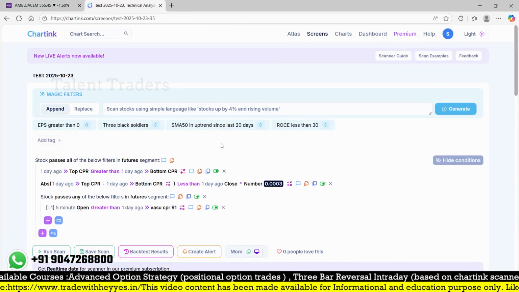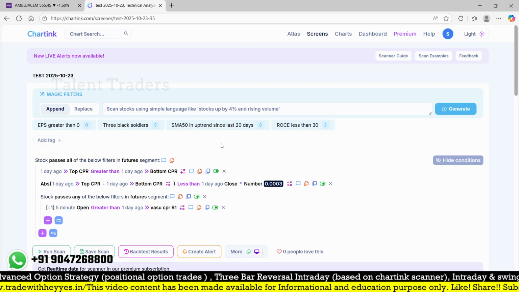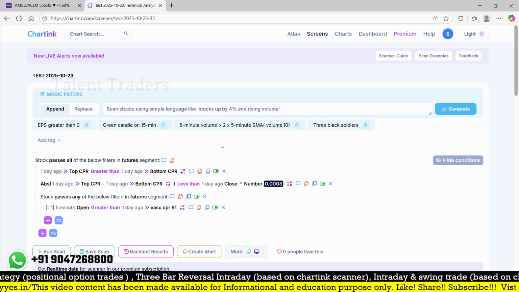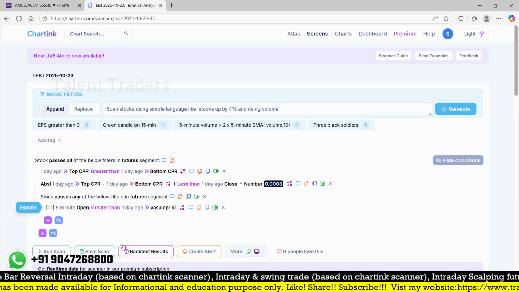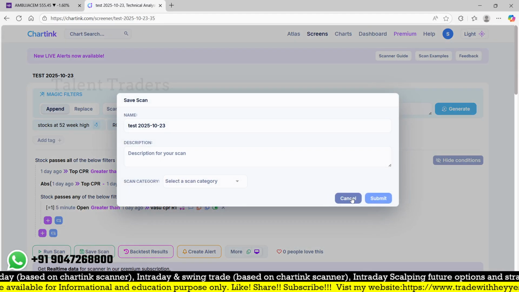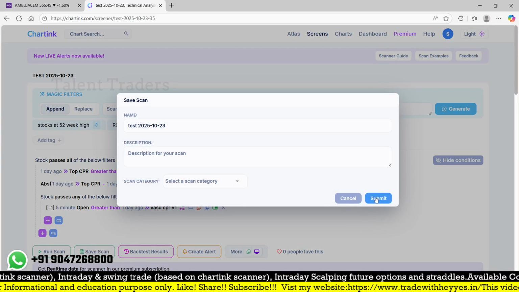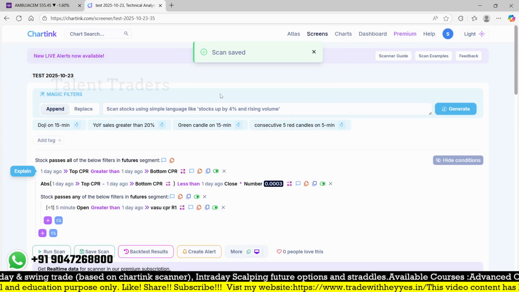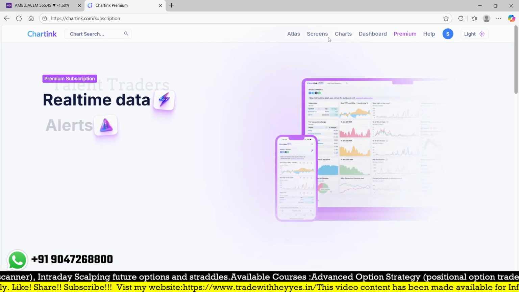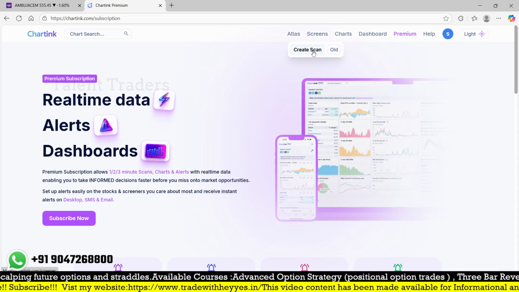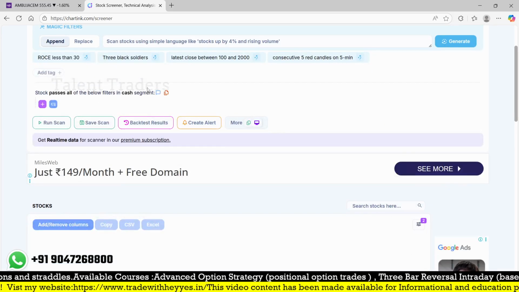And one more new scanner: a premium group member asked about the same logic, using another pattern. First of all we need to save the scan. We recently created four scanners that are going to be shared on our premium group today, so existing premium group members can also get access to the scanners. Okay, let me try the same conditions.